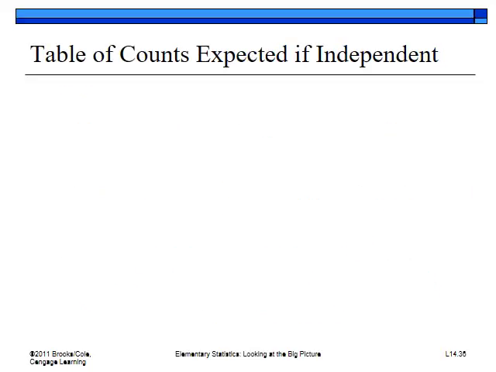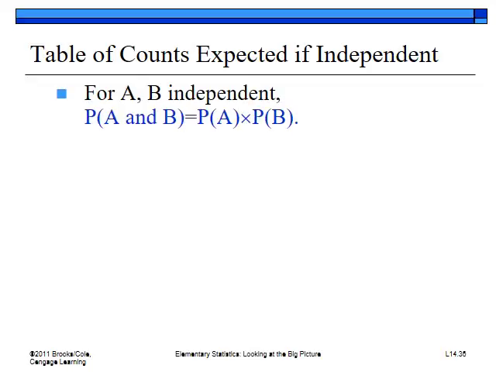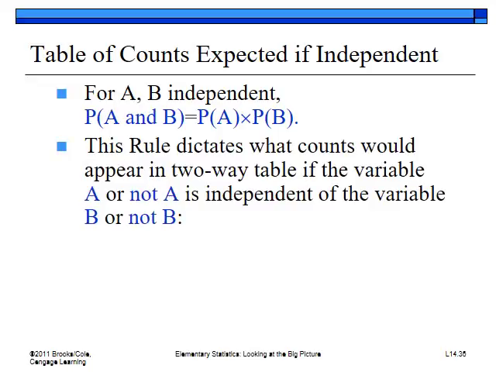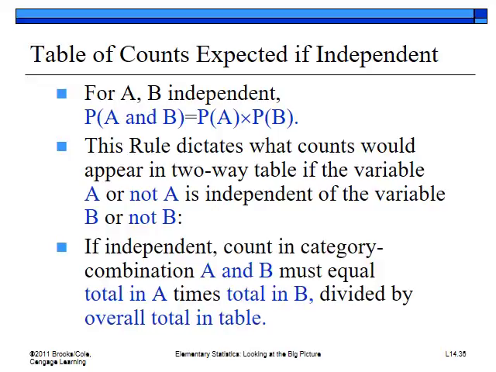This ties back into our computation for tables of expected counts. Remember that if A and B are independent, then the probability of A and B is the probability of A times the probability of B. That means if A or not A is independent of the variable B or not B, then the count in A and B must equal the total of A times the total of B divided by the overall total. That's exactly the computation we used in the previous chapter to compute tables of expected counts.